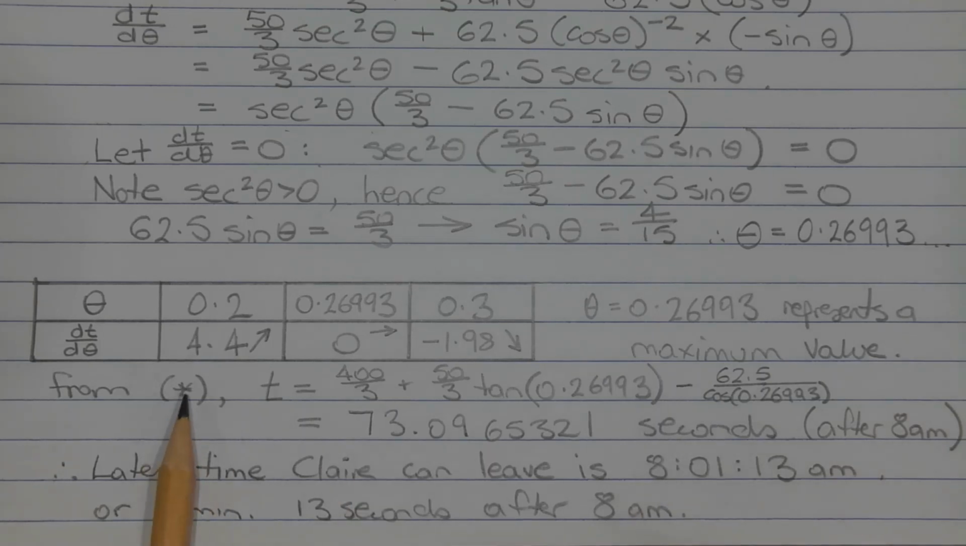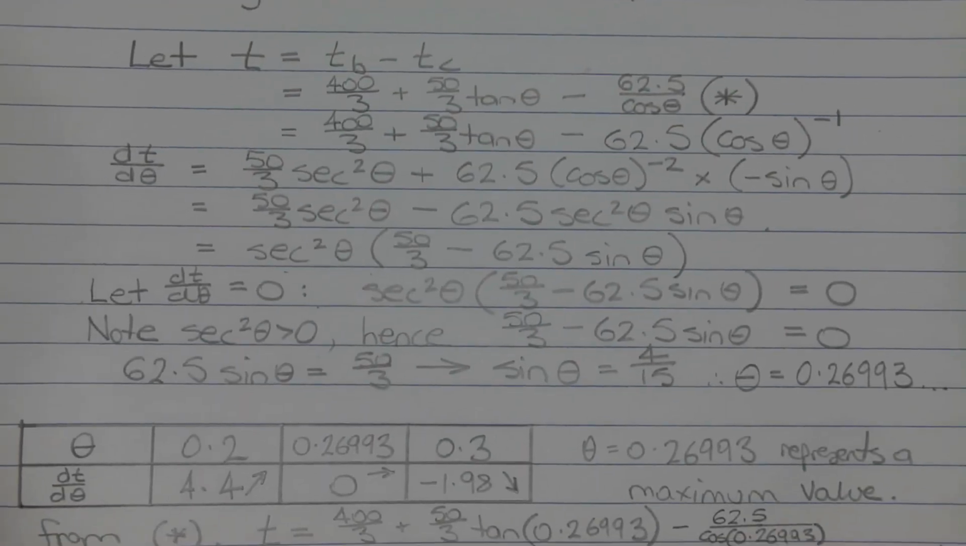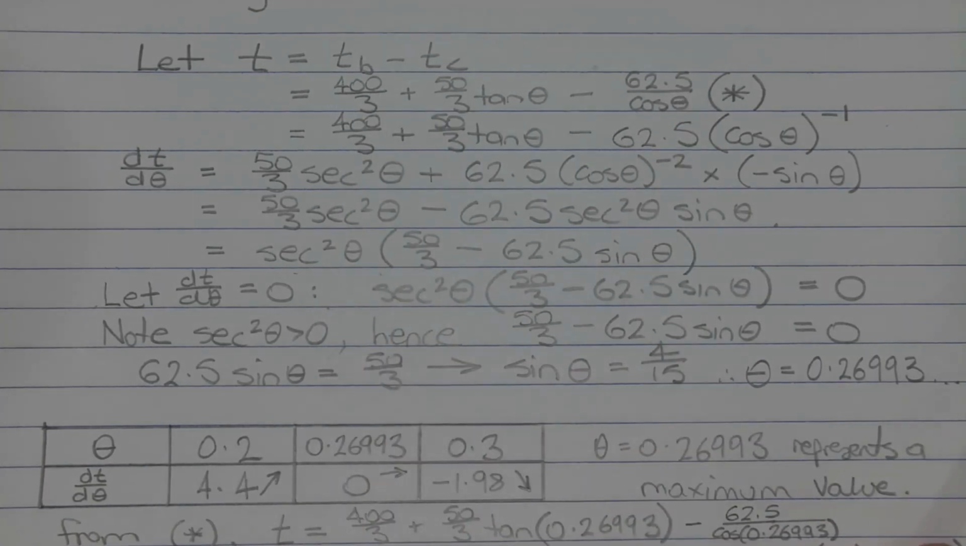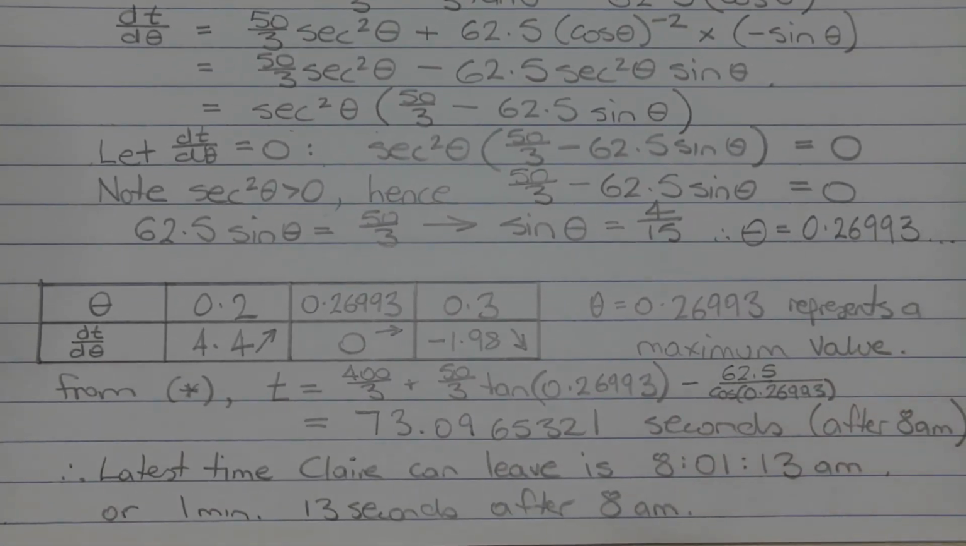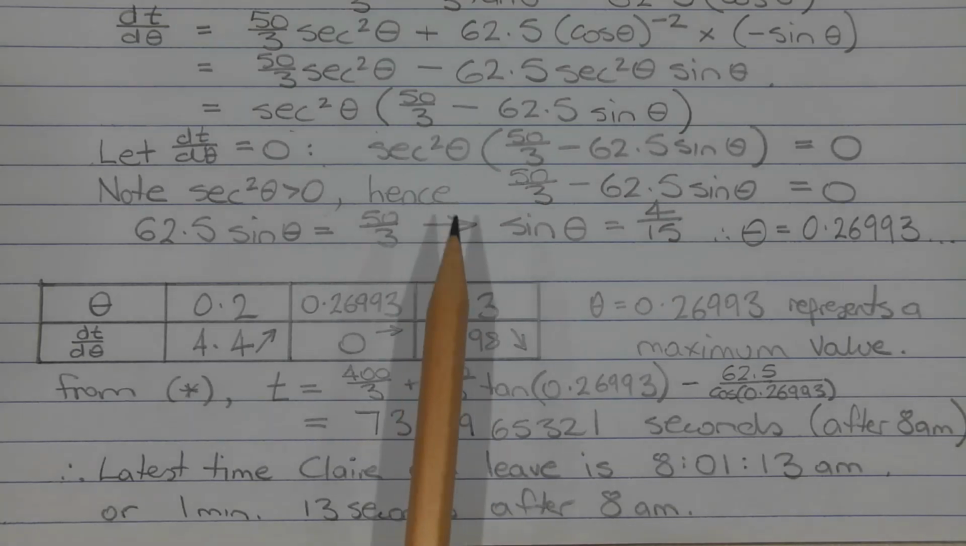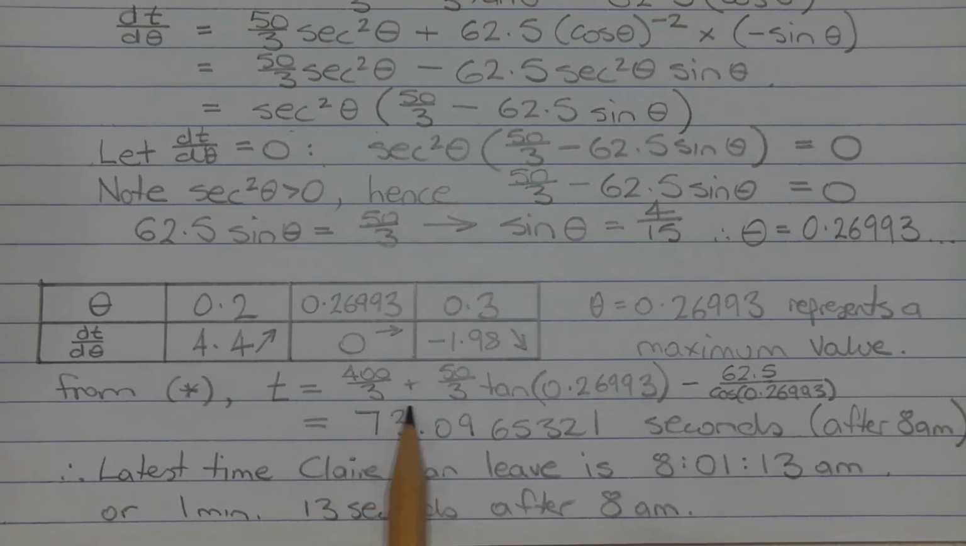Now from the equation with the asterisk, which is this one here, and substituting that value of theta we just found, we get T is equal to 400 over 3 plus 50 over 3 times tan of 0.26993 minus 62.5 over cos of 0.26993, and that equals 73.096531 seconds after 8 a.m. Therefore, the latest time Claire can leave is 8:01 and 13 seconds a.m., or 1 minute 13 seconds after 8 a.m.